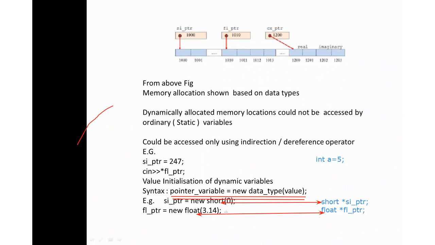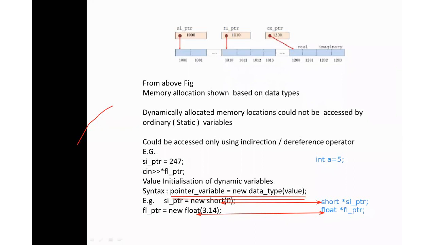The syntax is pointer underscore variable is equal to new data type, and then inside round brackets you have to give the values. So SI first, that is a pointer variable. First, it should be declared as a pointer variable as short star SIPTR. After that, the next statement will be to make it a dynamically allocated variable and also to initialize it with a value. So, SI underscore PTR is equal to new short.